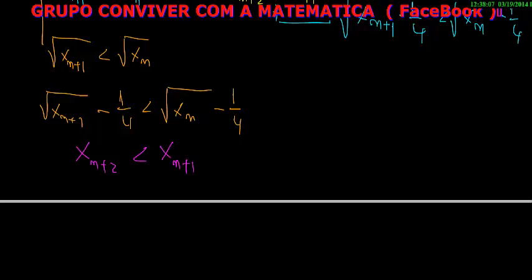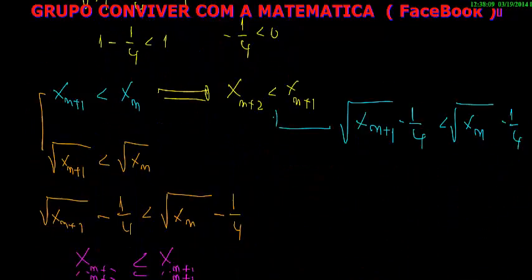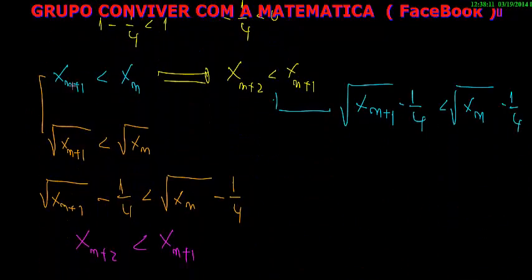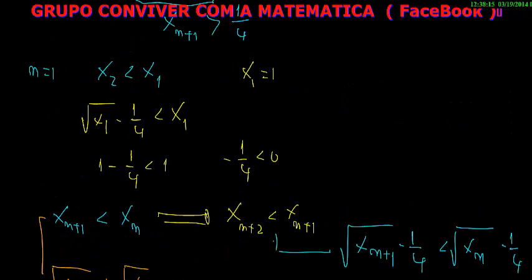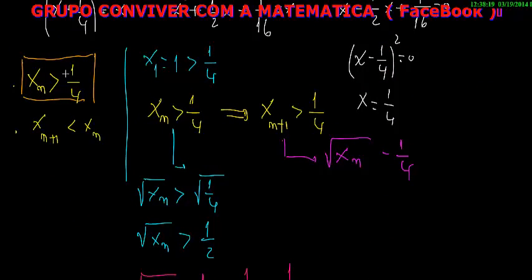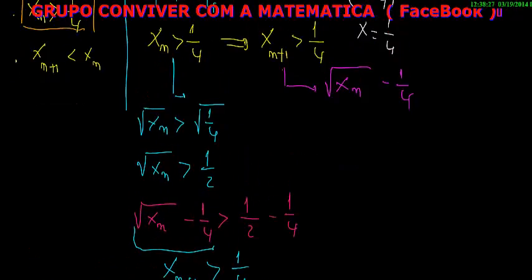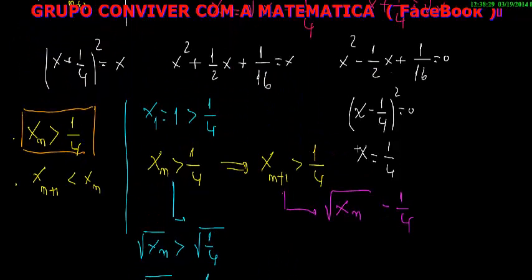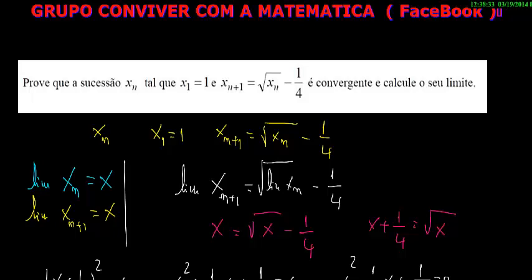So I did prove that our sequence is bounded below, and it is also decreasing, so there is a limit, and if there is a limit, the limit must be x equals 1 over 4. Okay, so for now it is done.